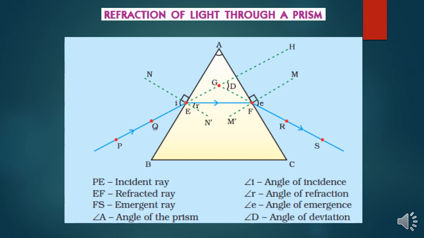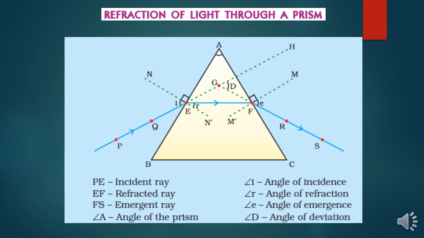So once again, looking at the diagram, PE is the incident ray. At point E, as the medium changes, the light ray will bend. That bent ray is represented as ray EF in the diagram. So we can say that this ray EF is the refracted ray.